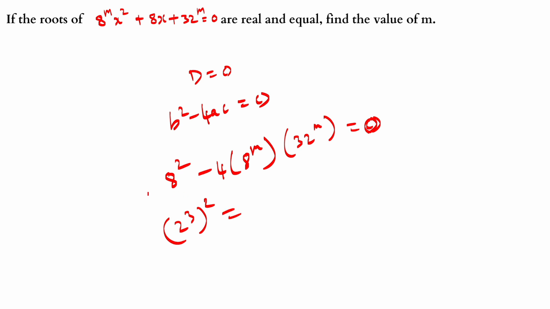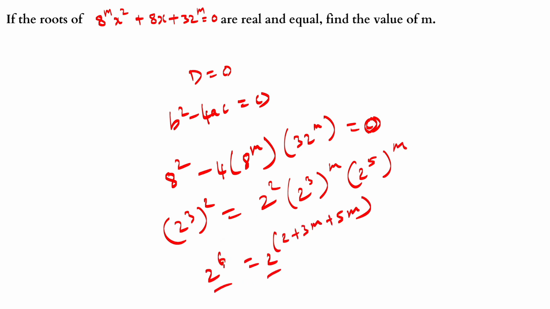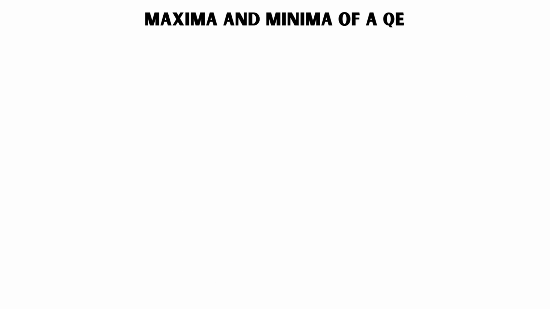because we have to convert the bases, right? Each and every base to 2. So 2 power 3 whole square, this will be equal to 2 square into, so the bases are equal, so we can equate the exponents. So this will be 6 is equal to 2 plus 8m, and m is equal to 1 by 2. This is the value of m.